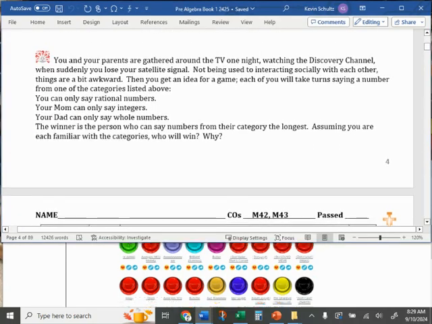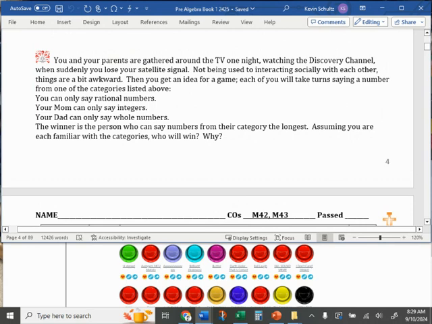You and your parents are gathered around the TV one night watching the Discovery Channel when suddenly you lose your satellite signal. Not being used to interacting socially, things are a bit awkward. But then, you get an idea for a game. Each of you will take turns saying a number from one of the categories listed above or below. Your category is rational numbers only. Your mom can only say numbers from the integers, and your dad can only say whole numbers. You just take turns saying numbers from your category.